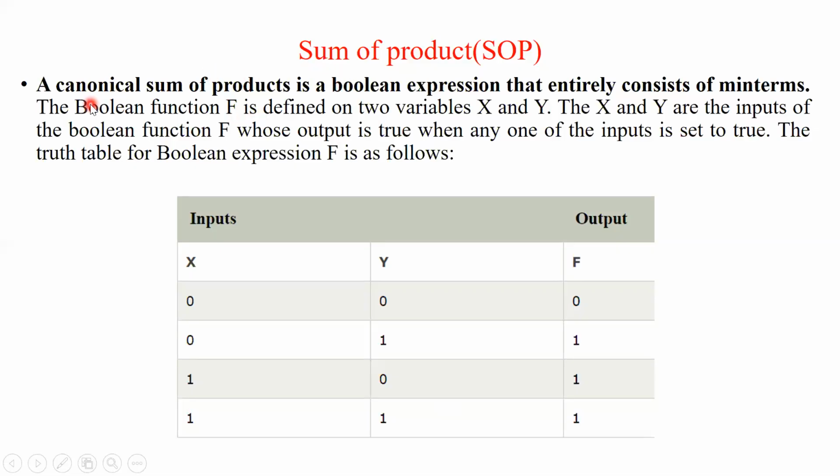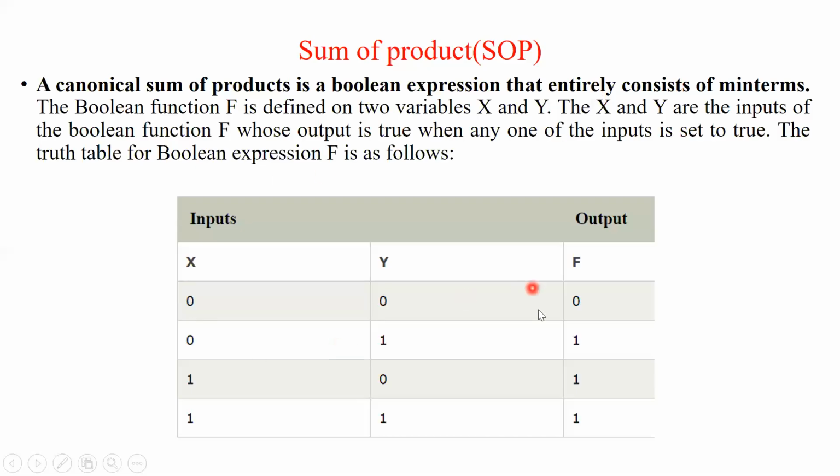So what is SOP? A canonical sum of product is a Boolean expression that entirely consists of min terms. This is what you have to remember, because you will have the POS form also, where it will be an expression which consists of only max terms. So you write down sum of product as the heading and write this sentence: a canonical sum of product is a Boolean expression that entirely consists of min terms. Now this is an example given. We will be using only the first line for solving.